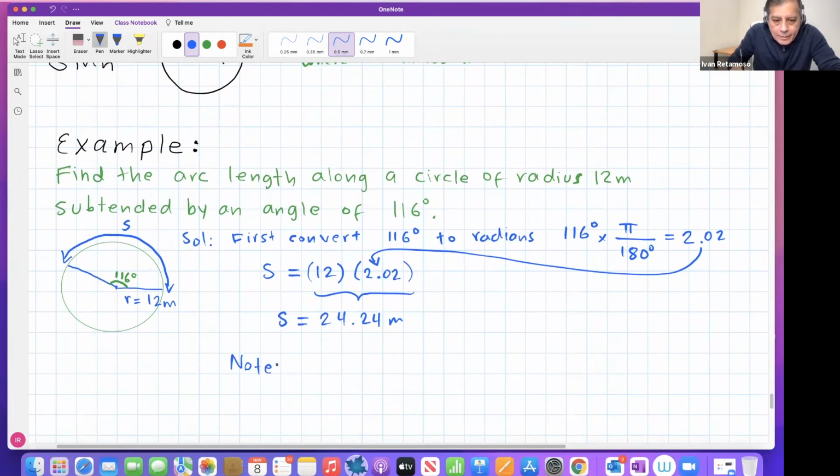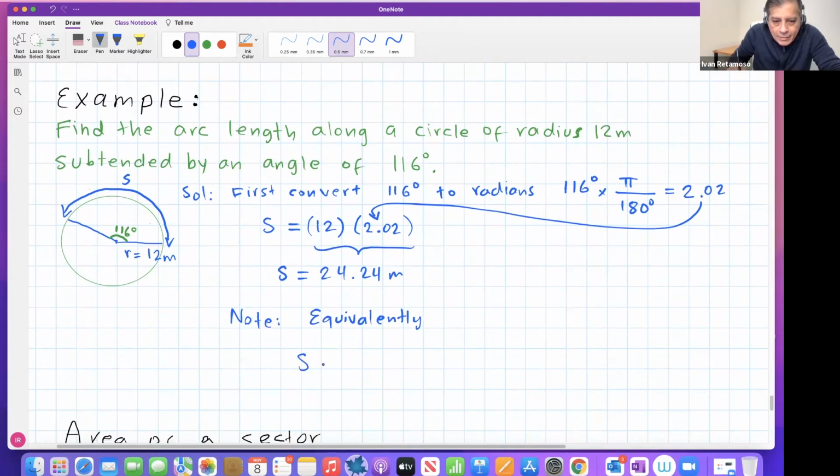Note. Equivalently, we're going to use this a lot. Equivalently, I could have done this: S equals 12 times the angle in radians. We had this angle in radians there, right? It was just this multiplication. So you can put this whole thing there. You don't need to do the partial computation. That's all I'm trying to say. So sometimes out of convenience, you can just put this whole thing in there.